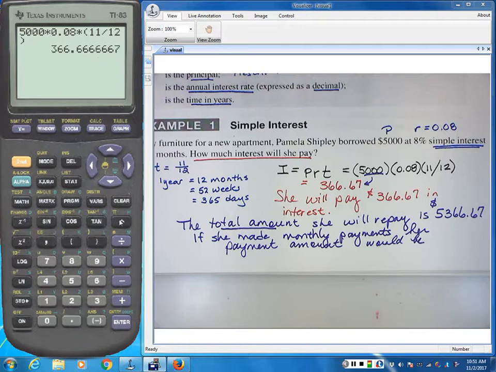So I'm going to take this and add her $5,000 that she borrowed, and then I'm going to divide that, since she was borrowing for 11 months. If she paid monthly, she would make 11 payments. So each one of her payments would be $487.88.